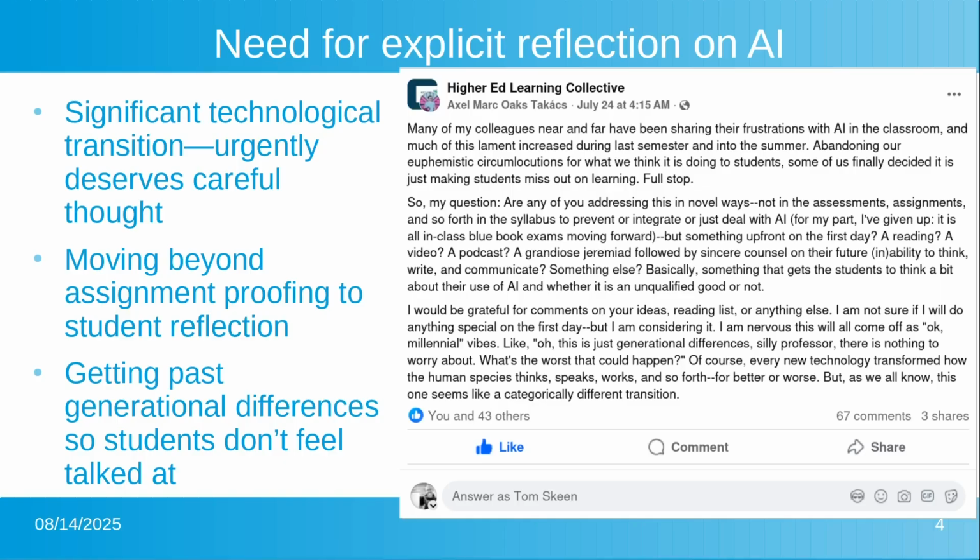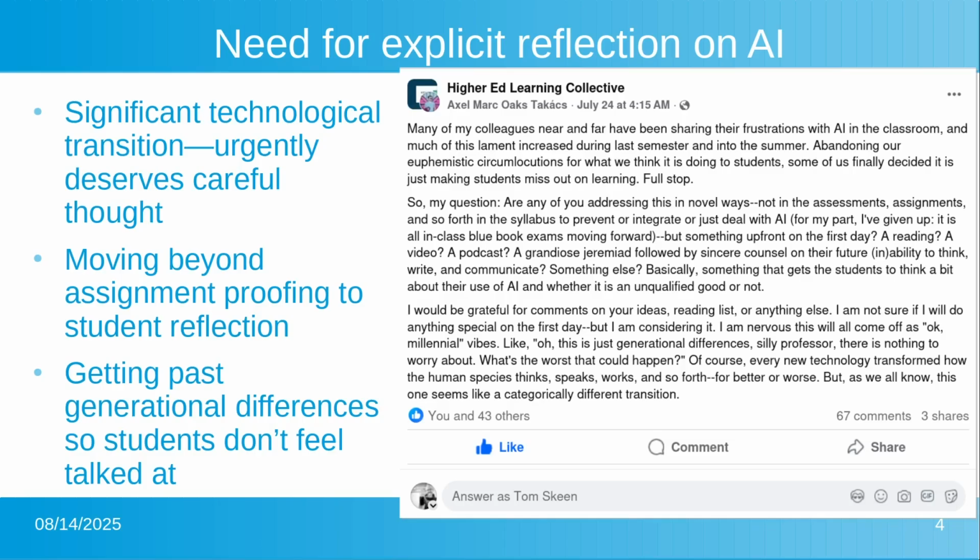But I've also been thinking about this need for explicit reflection on AI, on genAI, on our part, of course, and also on the part of students, because there's kind of a mandate to learn how to use AI, and so that's really important that they also reflect on it. And we're thinking about it pretty hard in higher education.